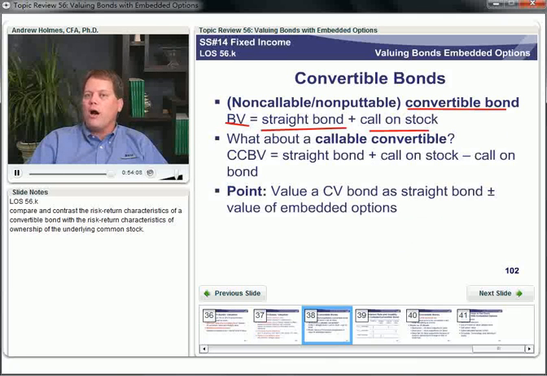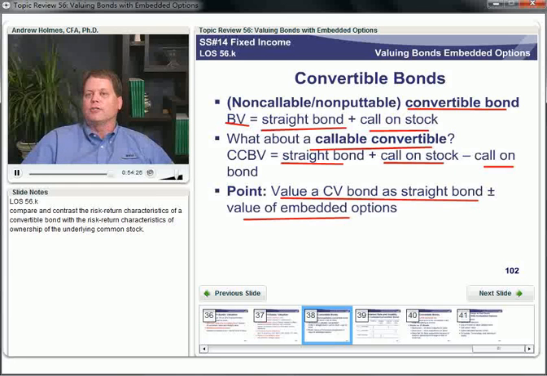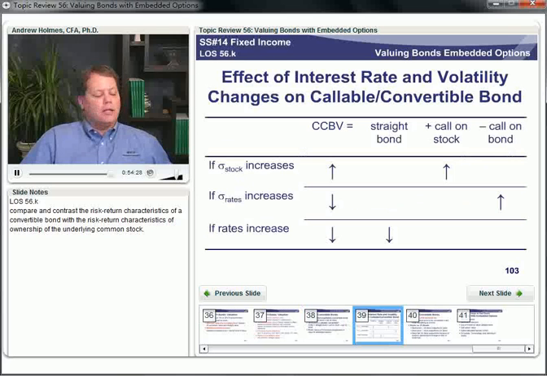What about a callable convertible? Then we have 2 options. So we have the straight value plus the call on the stock that we own, minus the call on the bond that we gave to the stockholders. So the point here is that a convertible bond is simply a straight bond plus the value of the embedded options.